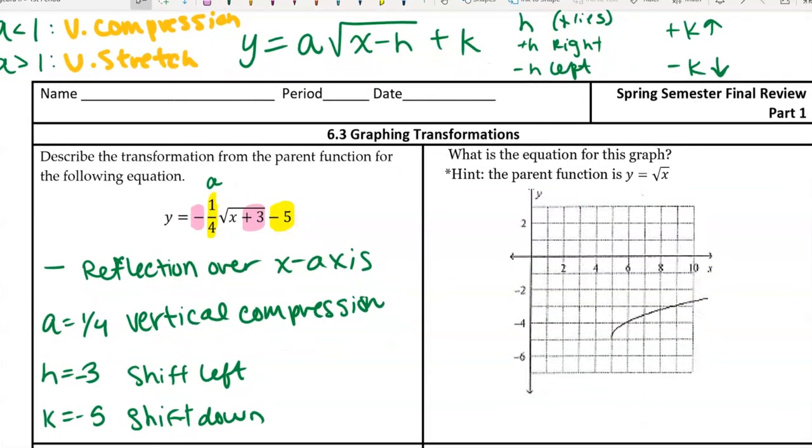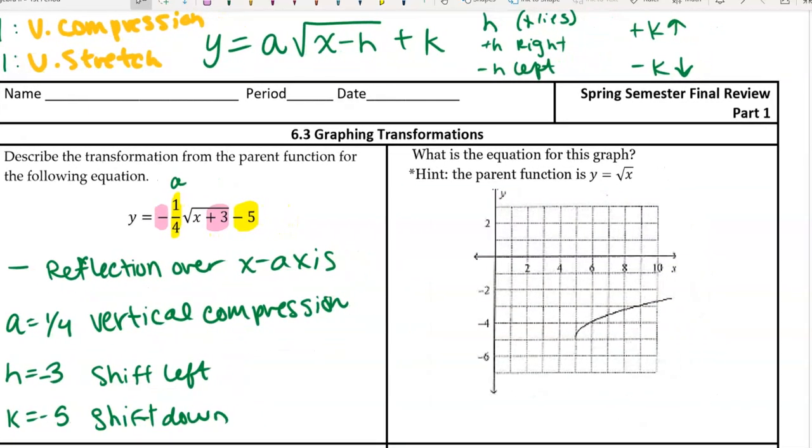All right, so now moving on to the next problem. What is the equation for this graph? Hint, the parent function is the square root of x. So let's take a look. All of our parent functions start at 0, 0. So we moved from 0, 0 to this point here. So that means we went down 5 and to the right 5. So we know because we went down, our k is -5.